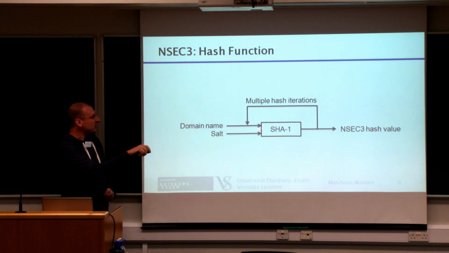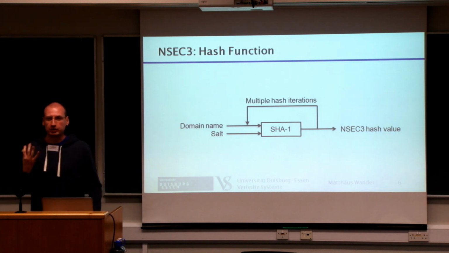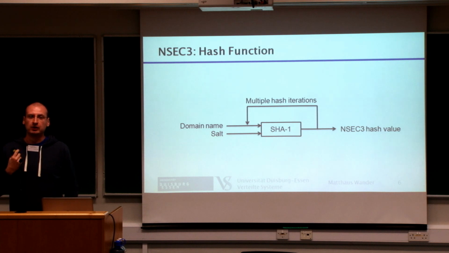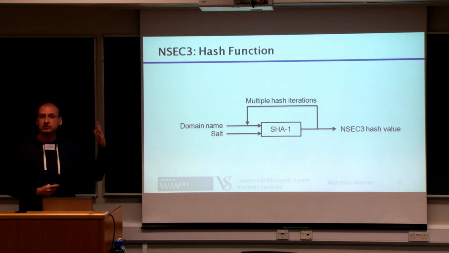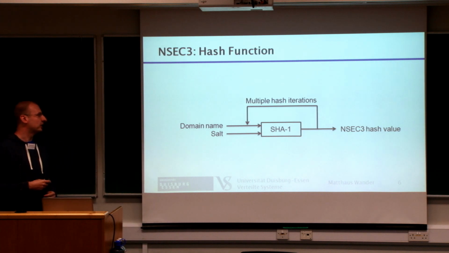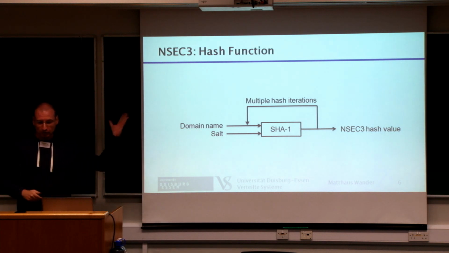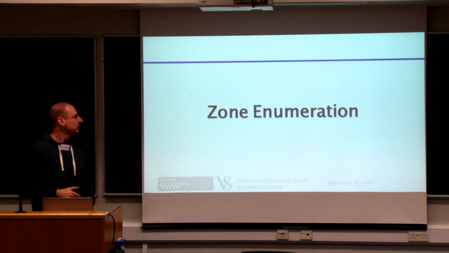So you put in the domain name, you run SHA-1 over it, and you can repeat the process so that you increase the computational complexity. So it gets a bit harder to break those hash values, but it also takes computational power on the server. The server operator will have to compute those hash values every time there is a query for a non-existing name. Okay, so that's basically NSEC3.